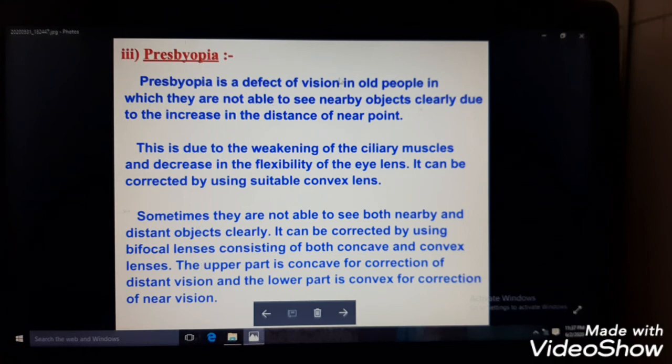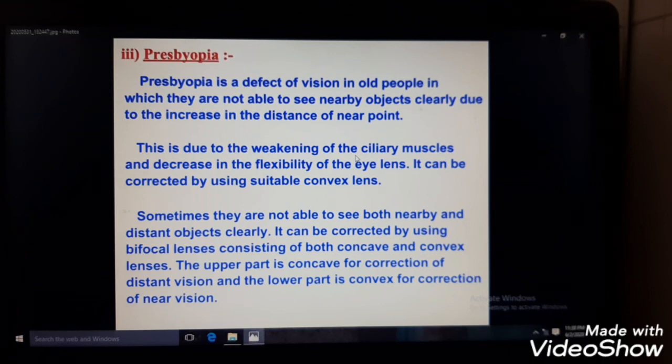It is a defect of vision generally in old people, in which they are not able to see nearby objects clearly due to the increase in the distance of the near point. The distance of the near point has also increased, and this is due to the weakening of the ciliary muscles. If the ciliary muscles become weak, they will not be able to contract and relax, and because of that the flexibility of the lens gets disturbed and the person is not able to see things clearly.